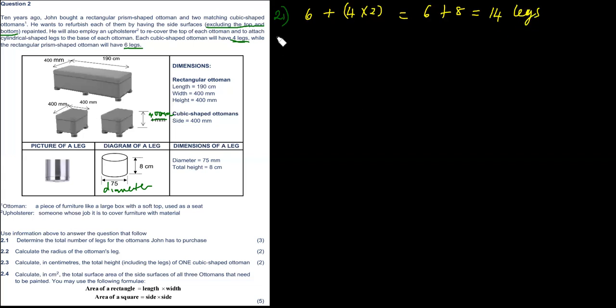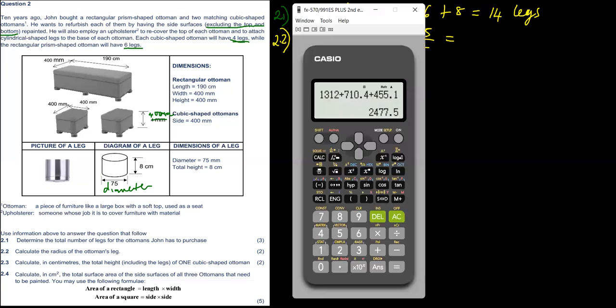Now let's look at 2.2. Calculate the radius of the ottoman. Remember, they gave you the diameter. So radius is equal to diameter over 2, which is equal to 75 divided by 2, which is going to give us what? 75 divided by 2. What do we get? We get 37.5.